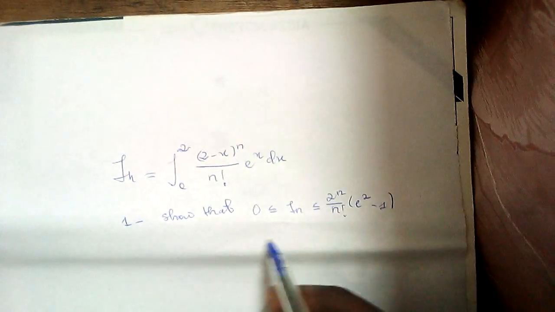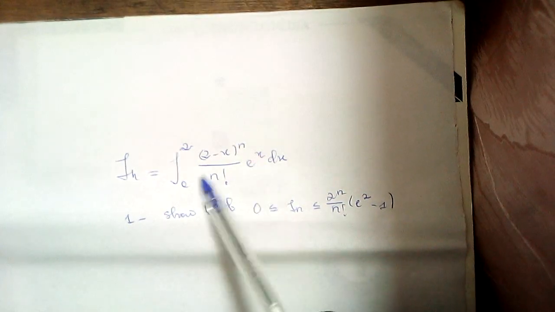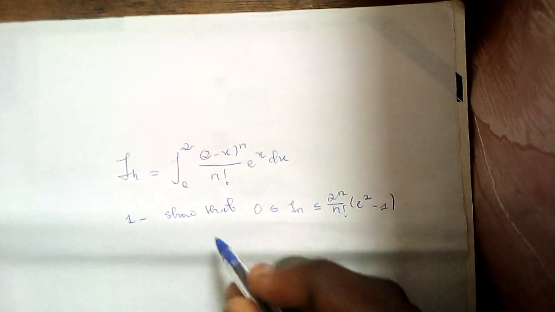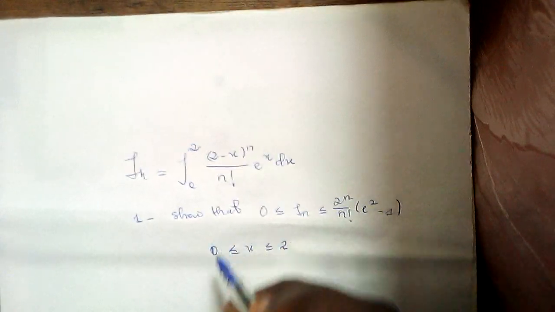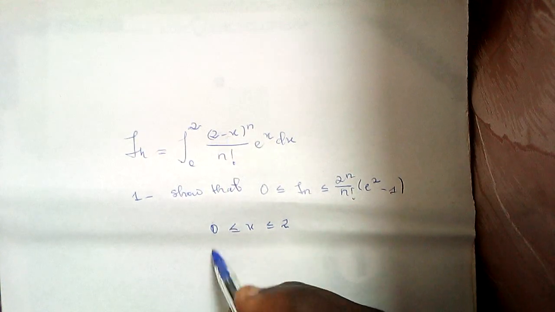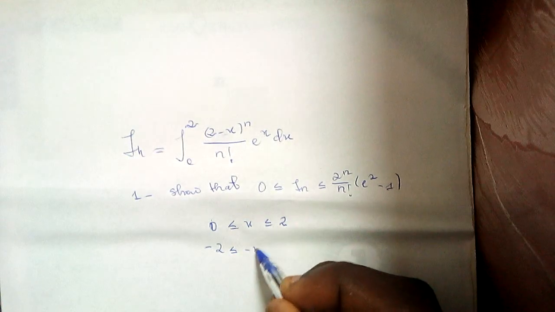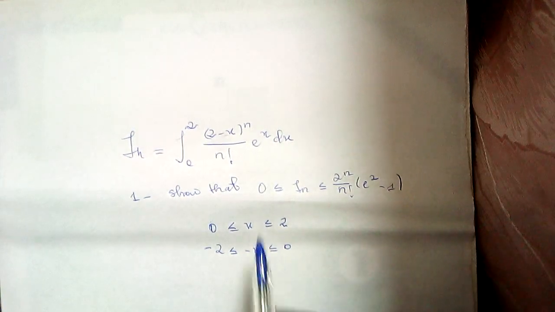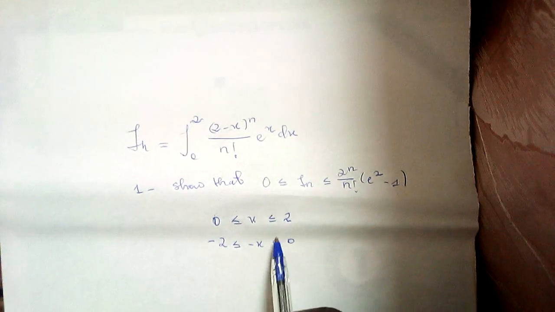Alright, so we are going to begin with knowing fully well that our x, which is a variable, belongs in the interval 0 to 2. So 0 is less than or equal to x less than or equal to 2. We can now get negative x. Alright, so multiply all through by negative, we get negative 2 less than or equal to negative x less than or equal to 0, because the negative sign changes the direction of the inequality signs.